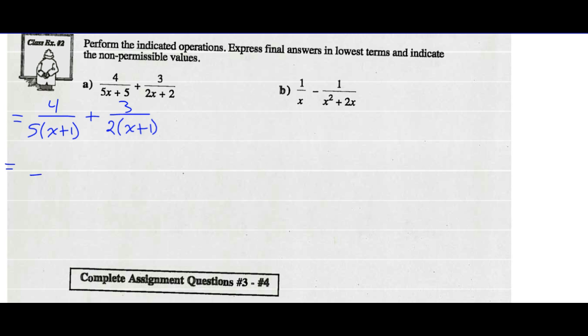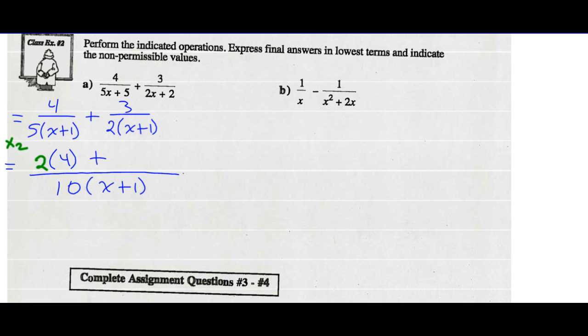From this step, I can now write my common denominator of these two rational expressions. The common denominator of 5 and 2 is 10, and there is still the factor of x plus 1 there. So how do I make my first rational expression, 4 over 5 times x plus 1, have the same common denominator as 10 times x plus 1? Well, I should multiply this whole thing by 2. So whatever I do to my denominator, I should multiply my numerator by the same thing. So 2 times my numerator of 4.